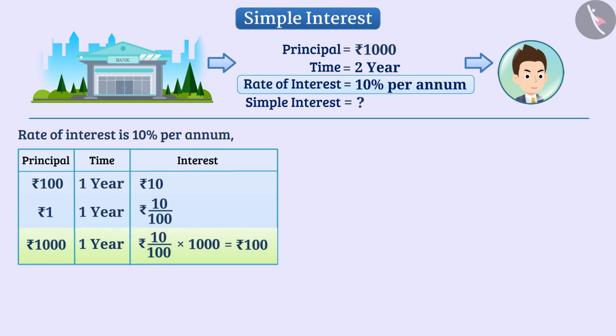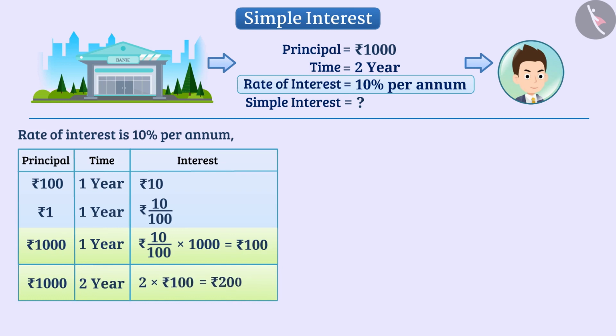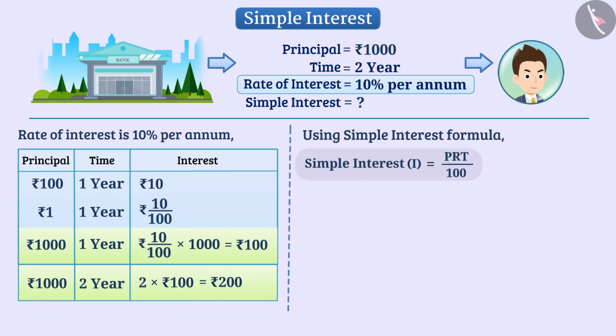Since the simple interest for 1 year is rupees 100, the interest for 2 years will be 2 multiplied by rupees 100, which is equal to rupees 200. We can also calculate simple interest using the formula I is equal to P multiplied by R multiplied by T divided by 100, where I is simple interest, P is principal, R is rate of interest and T is time.